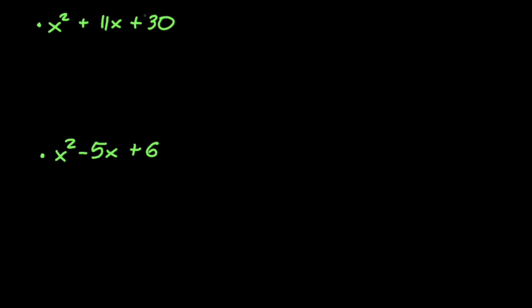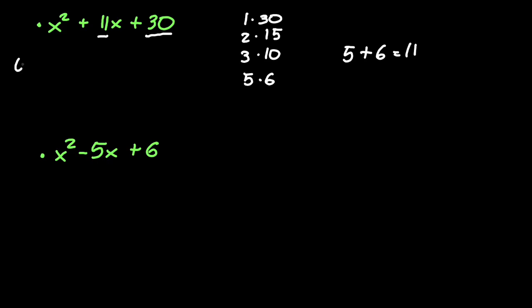X squared plus 11x plus 30. Find the multiple factors of 30, which would be 1 times 30, 2 times 15, 3 times 10, and 5 times 6. The same can also be done in reverse, but it is not necessary. So, what would add to 11 right here? It would be 5 and 6. And so, the answer would be x plus 5 multiplied by x plus 6.